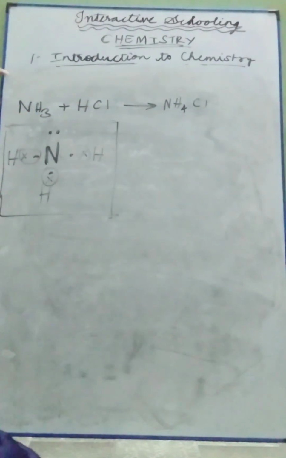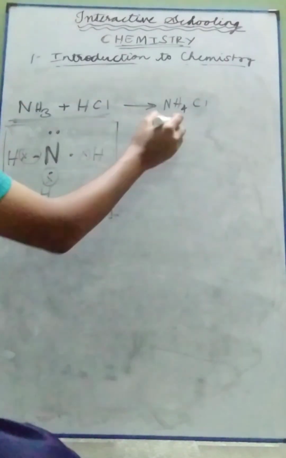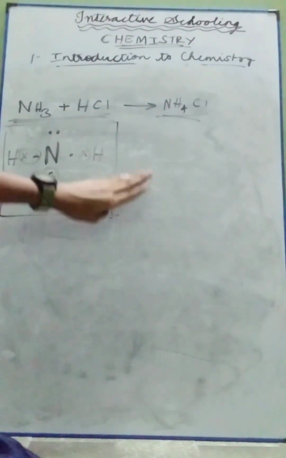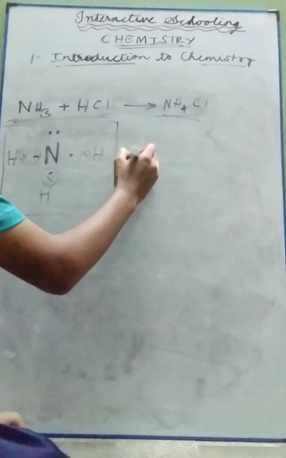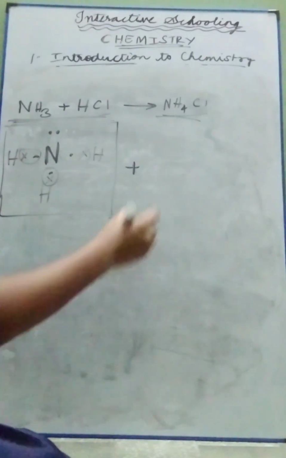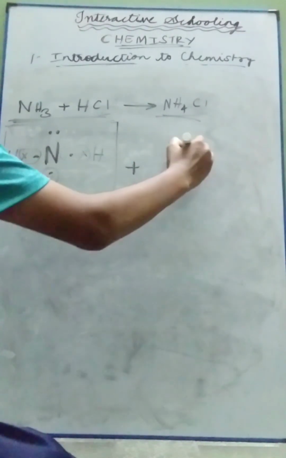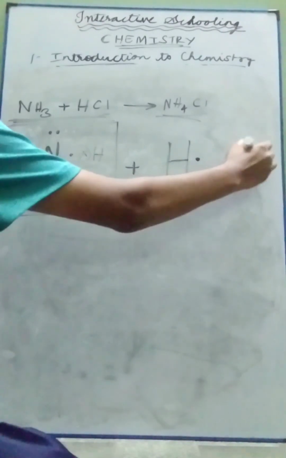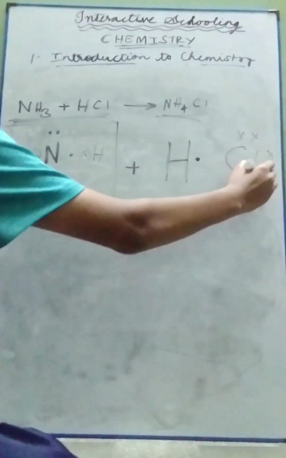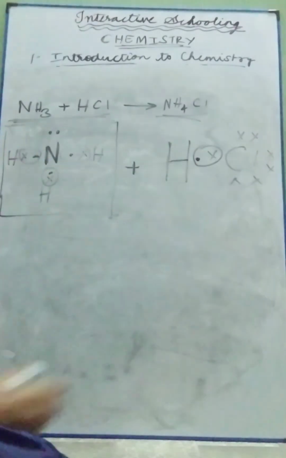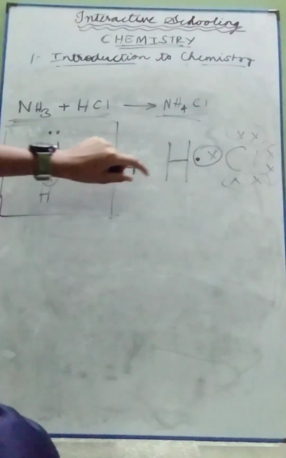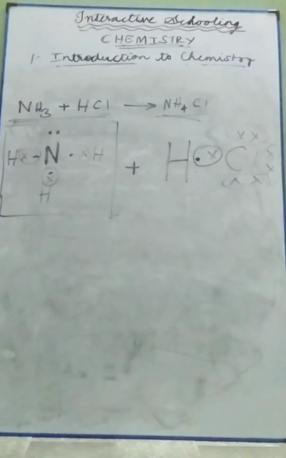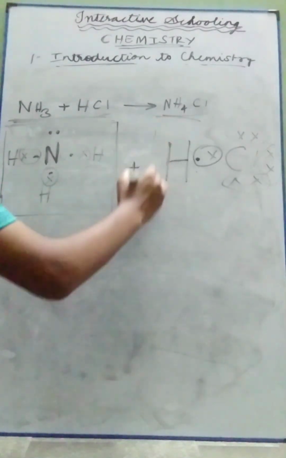Alright, so this is one reactant. One thing in a chemical reaction is these two are called reactants and this is called the product. So this is one reactant. This reacts with hydrochloric acid. In hydrochloric acid, hydrogen has 1, chlorine has 7. So these two are shared. There are 6 lone pairs and 1 bond pair. So this is how hydrochloric acid is.